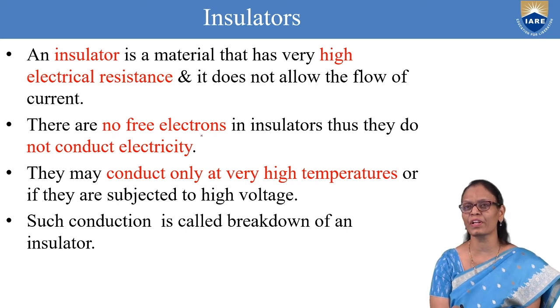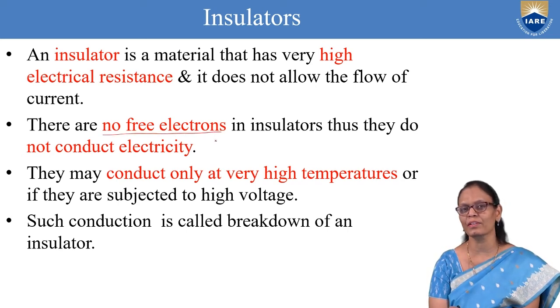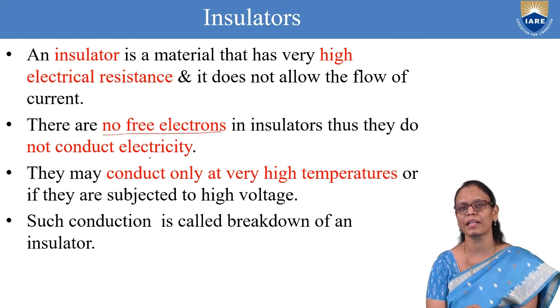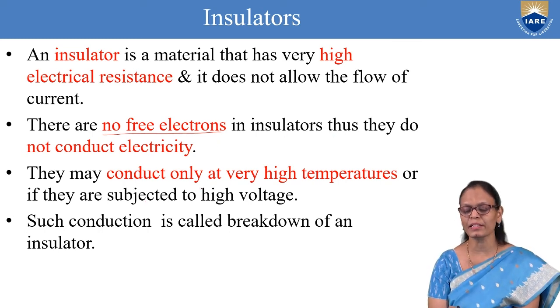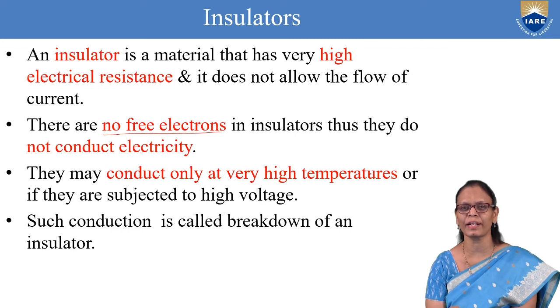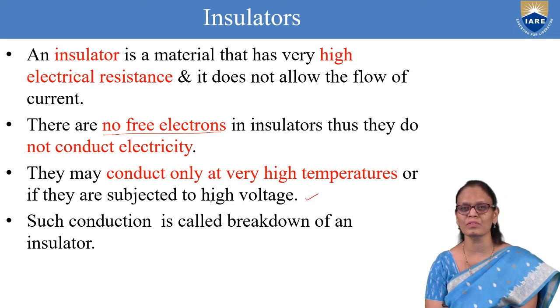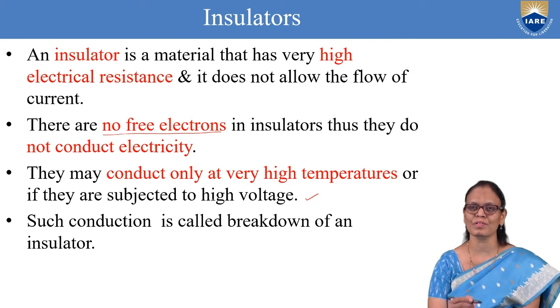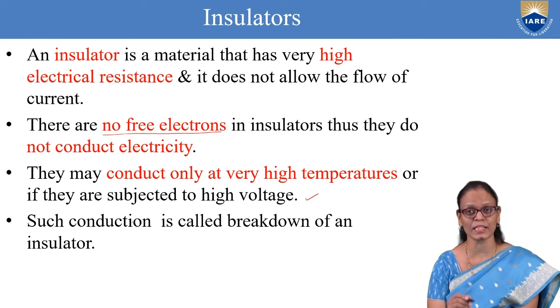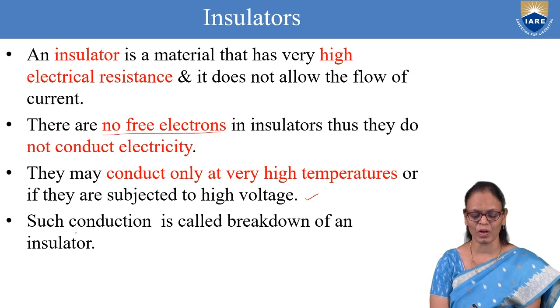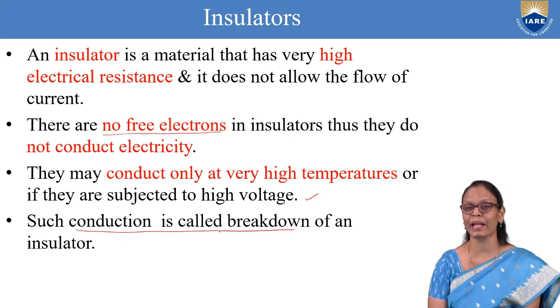Now, there are no free electrons, as we have seen in the figure, so they do not conduct electricity. They may conduct electricity only at very high temperatures or when subjected to high voltage. Maybe we are supplying thermal energy or electrical energy. Only then you may be able to shift the valence electrons to the conduction band. And if such a thing happens, we call such conduction a breakdown.